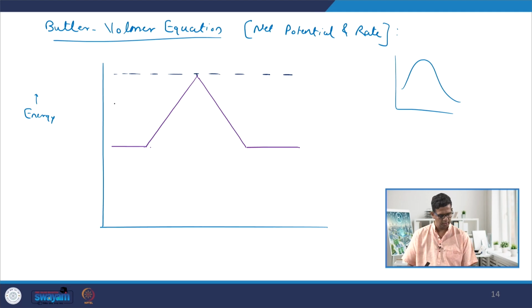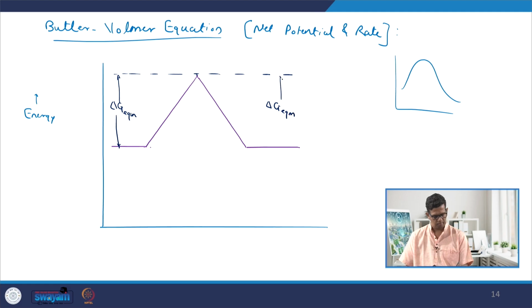So this is my delta G reaction, or delta G equilibrium, I can say. The same will be here as well, delta G equilibrium for both forward as well as reverse reaction. So we are considering a single electron transfer process, O plus e gives R. So this is our forward reaction and this is the reverse reaction.